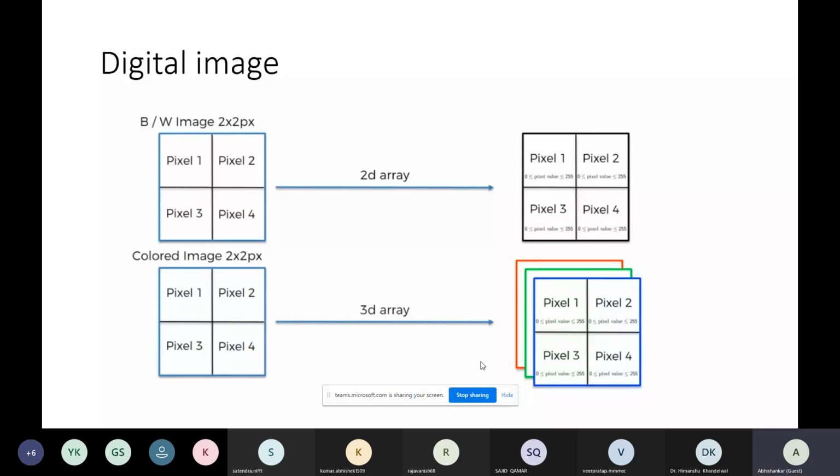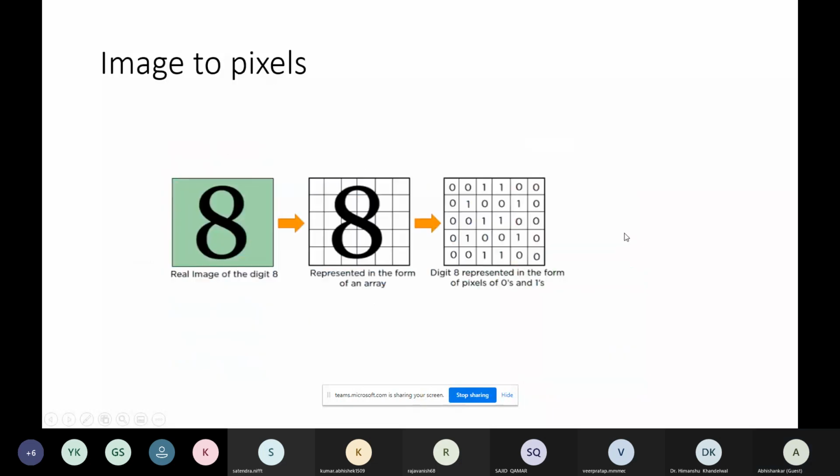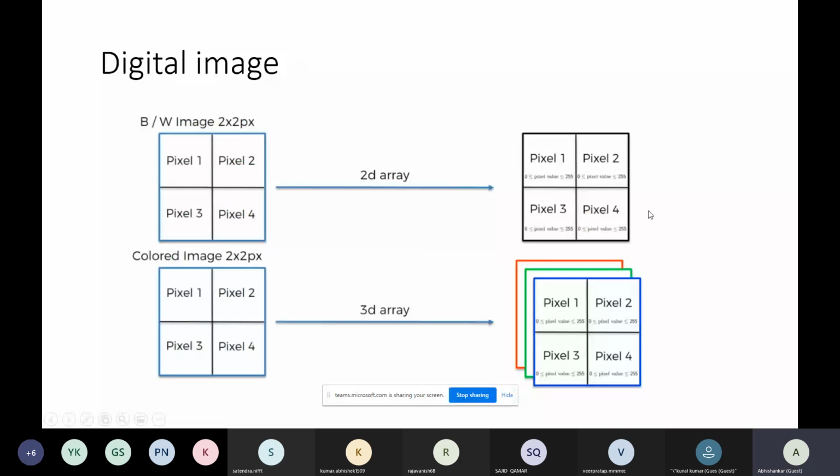A black and white digital image will have a 2D array, and you can see that every pixel can take any value from 0 to 255. It has to be 256 if I am not wrong. It has to take values from 0 to 256.